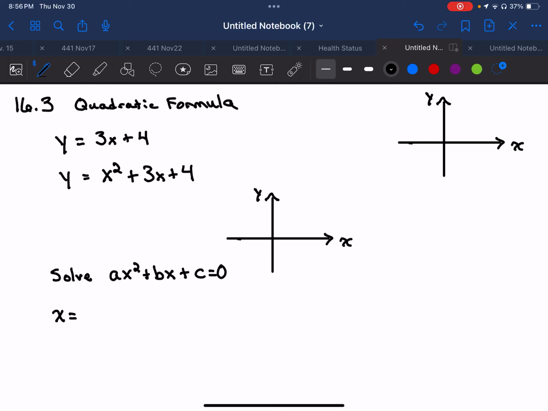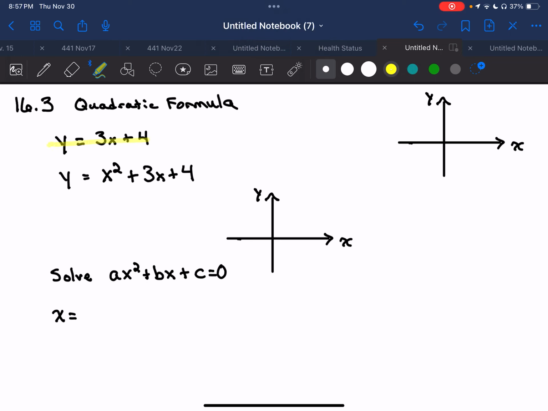Last section, 16.3 on the quadratic formula. Take a couple minutes here with me for the background, and this will help you remember how to do the questions. So, want to contrast first between linear and quadratic.